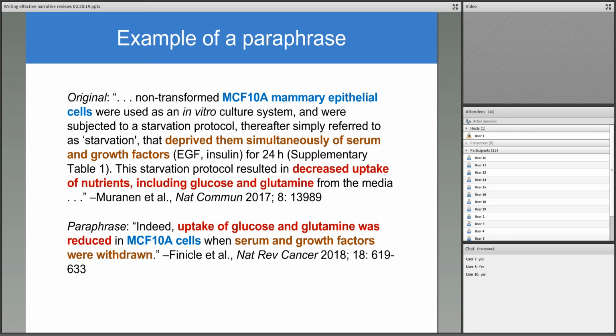Here's an example of a paraphrase. There's really good paraphrasing at work here. The sentence structure isn't entirely original, nor is the phrasing, and yet the ideas communicated are essentially the same.